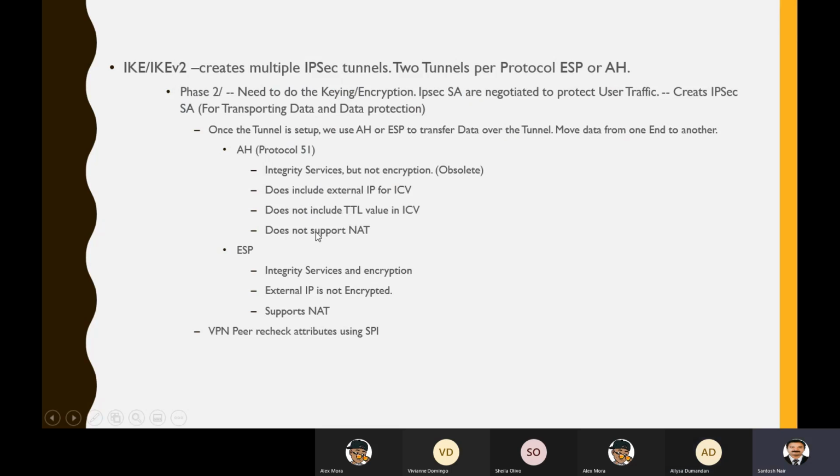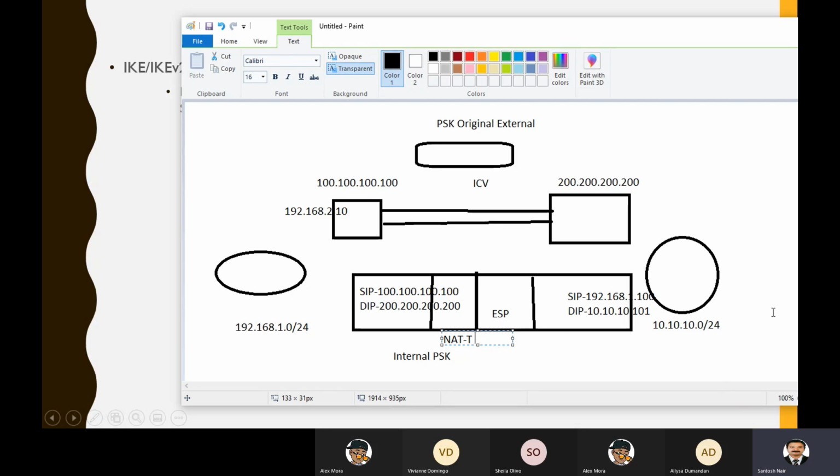This sentence is mentioning external IPs included in ICV in AH. External IP is included in AH, whereas external IP is not included in ESP. So if the external IP is included in the encapsulation, then when the packet is being sent, suppose we are doing a NAT like PAT, what happens? We need an IP address and we need a port.